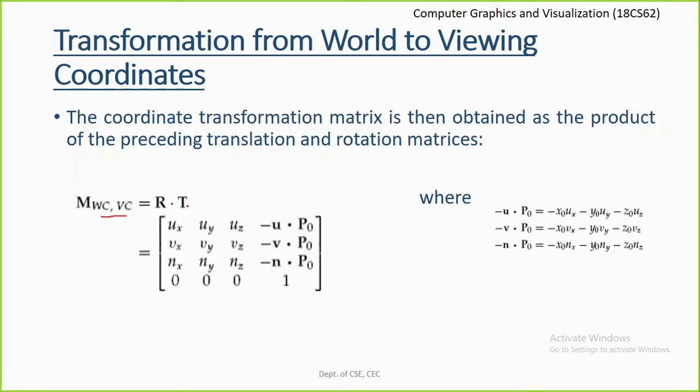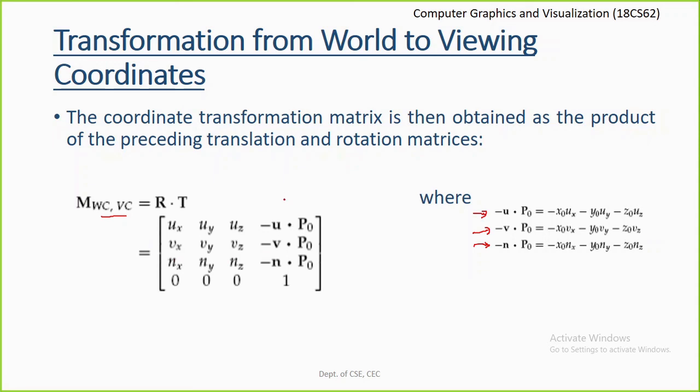So R into T. So ux, uy, uz. The fourth parameter is minus u dot P0, which is equal to minus x0 into ux minus y0 into uy minus z0 into uz. So this is the fourth element of the first row. Similarly, this is the fourth element of the second row, and this is the fourth element of the third row. So ux, uy, uz, you know what these are? These are the components of the unit axis vectors: the components of the vector u along xyz, the components of the vector v along xyz, and the components of the vector n along xyz.